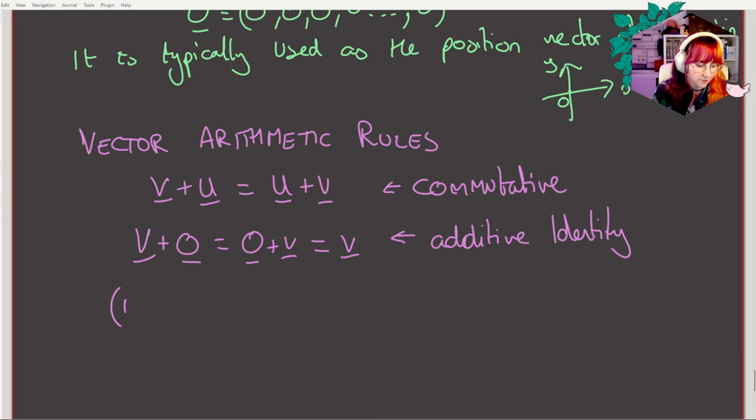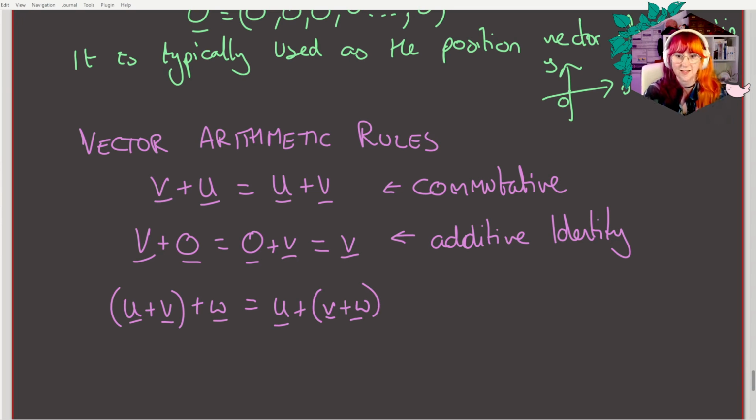What else do we have? We have u plus v plus w is the same as u plus v plus w, with the brackets grouped differently, which is another way of saying it's order invariant. It doesn't matter what order we add our vectors together. You're still going to get the same thing. And mathematically, this is the associative property.